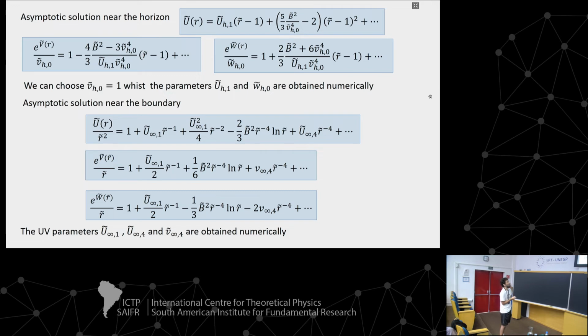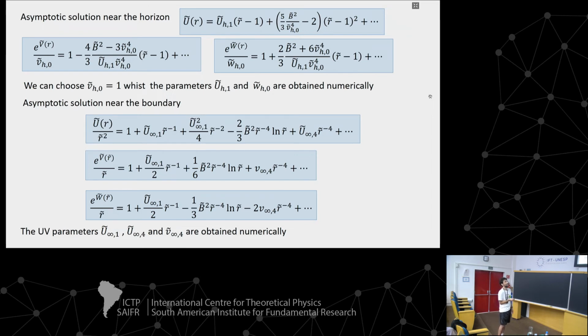UH1, DH0, WH0. Whereas near the boundary, the metric has to be asymptotically AdS. It's a five-dimensional metric that has to be asymptotically AdS near the boundary, so it has to satisfy this expansion. Near the boundary means when this radial coordinate r goes to infinity. So you get this AdS asymptotics, and you have some coefficients near the boundary, but the main coefficients are these two, U infinity 4 and D infinity 4.